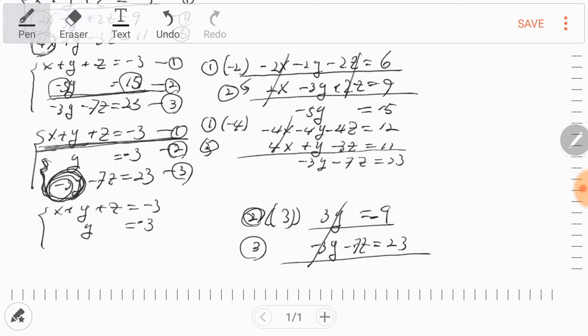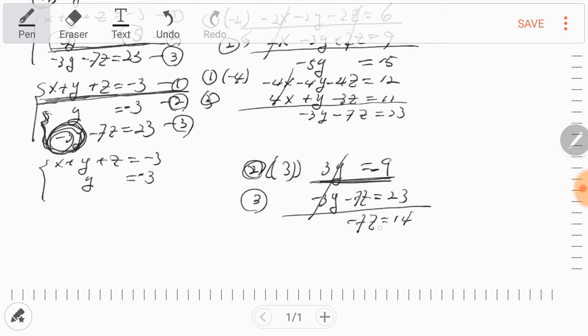And then add this equation to the third equation. Then -7z is equal to 14. Then you can write z equals, divide each side by -7, then -2. So z equals -2. So we have a system of equations which is equivalent to the original, written in row echelon form.